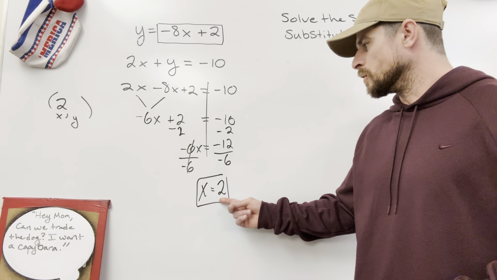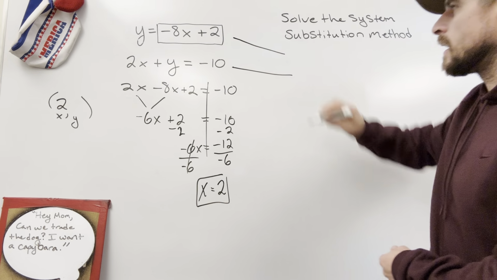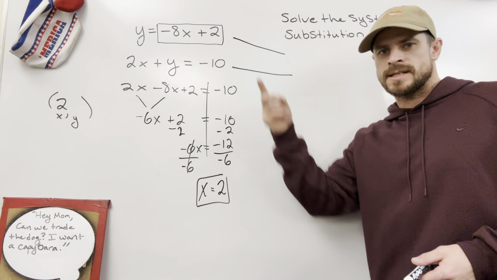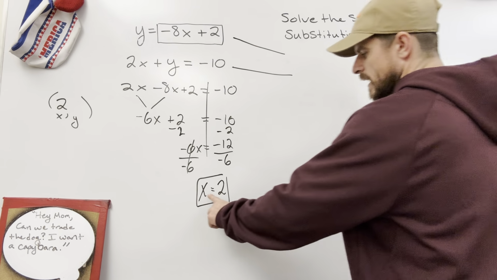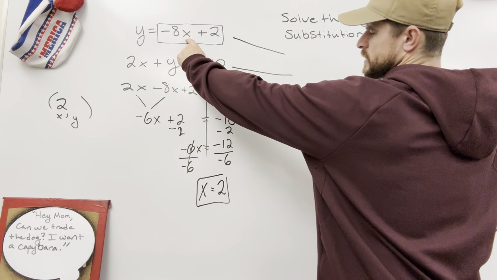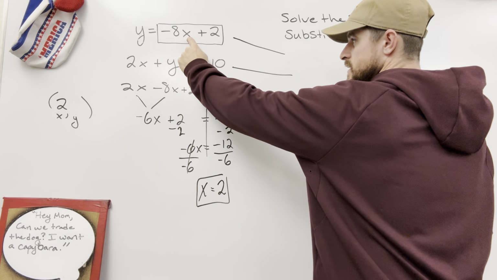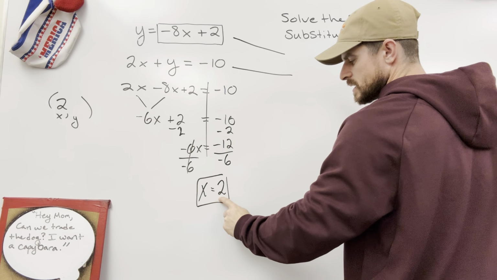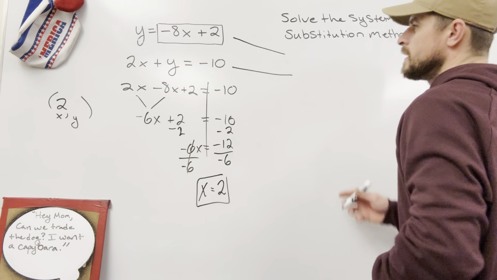X is 2. So go back to your original 2 equations. I don't care which one you use. I tell my students, just pick the one that looks easier to plug the number into. If x is 2, why would I say negative 8x? Wouldn't I just say negative 8 times 2 now? Because if x is there, and I know x has to be a 2, change the variable to the number now, okay? So let's do that.